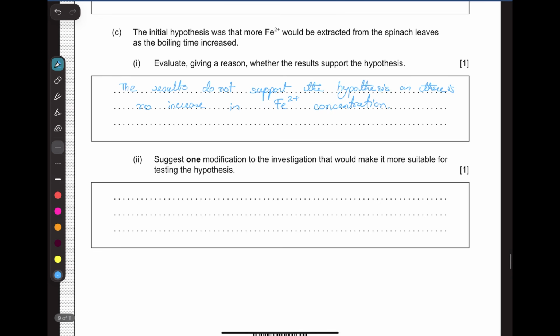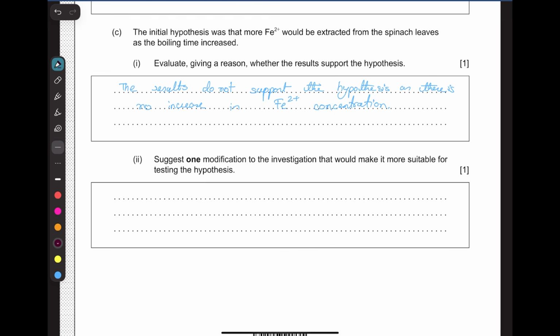So just one modification to the investigation that would make it more suitable for testing the hypothesis. The only modification required is more data points. We need data points like, you're taking data once every 5 minutes. Maybe you can take the data once every 2 minutes. And you have to increase the boiling time. That will give you even more data points.